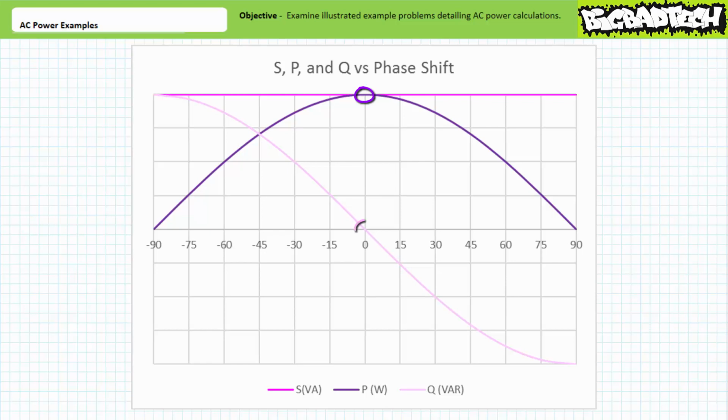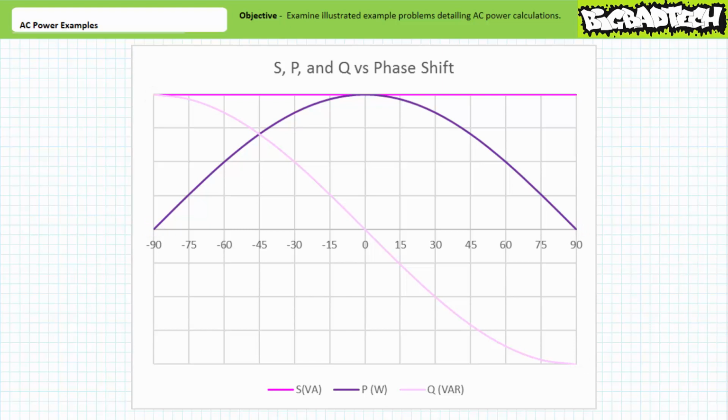Note apparent power remains unaffected by phase shift. Real power peaks, and reactive power is 0 when there is no phase shift between voltage and current. The absolute value of reactive power peaks, and real power is 0 when there's a full 90-degree phase shift between voltage and current, either leading or lagging.